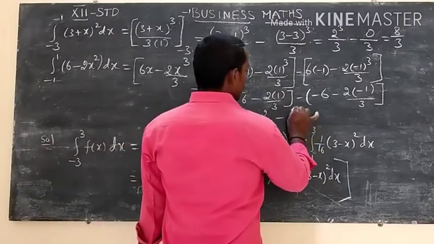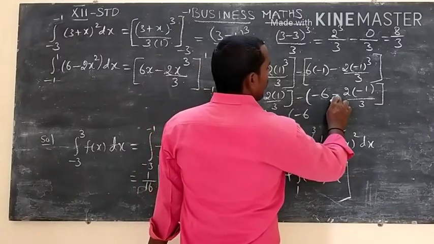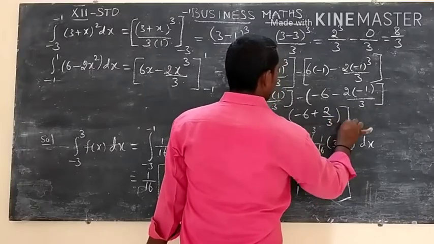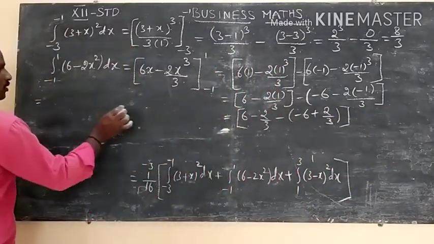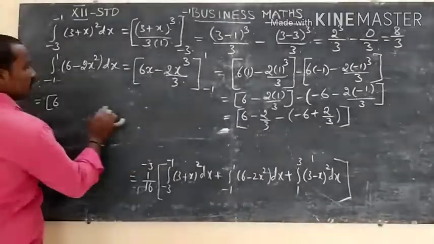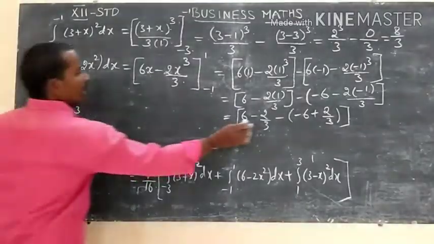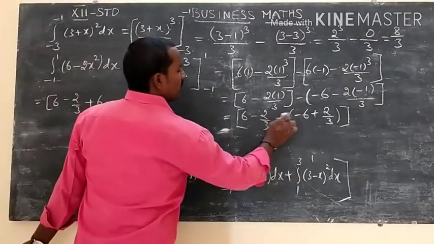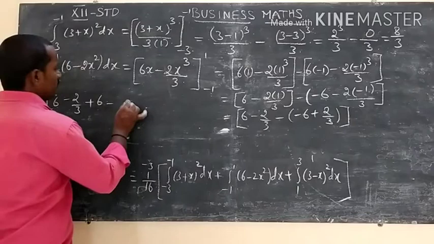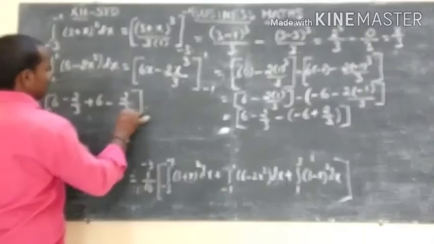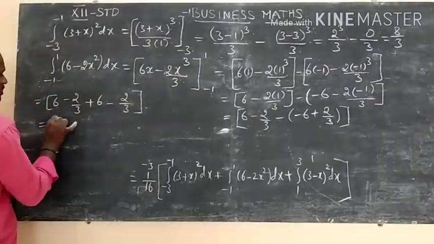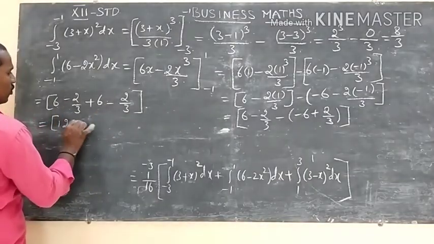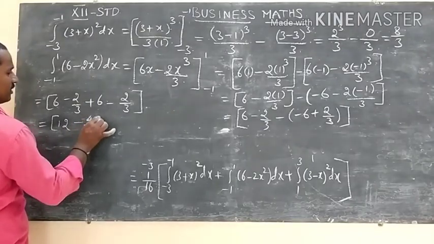minus, into minus, plus 1 2 is 2 by 3. Okay, which is equal to 6 minus 2 by 3 and minus into minus plus 6, minus into plus, minus 2 by 3. Okay, this is equal to 6 plus 6 is 12 and minus 2 by 3 and minus 2 by 3. Total is minus 4 by 3.